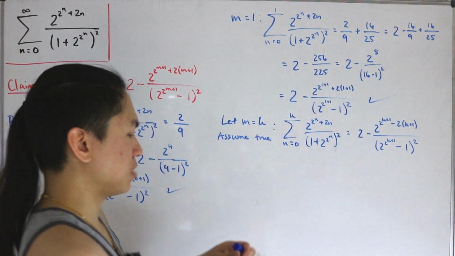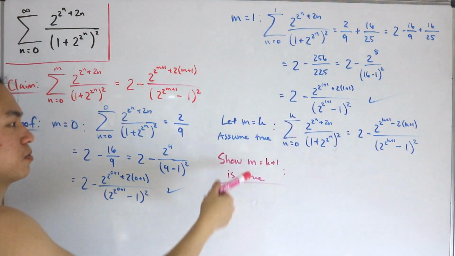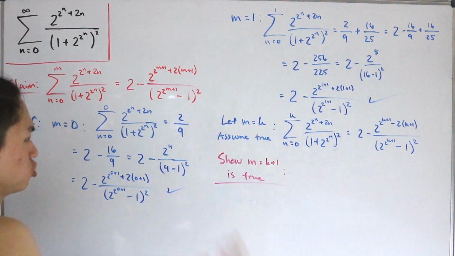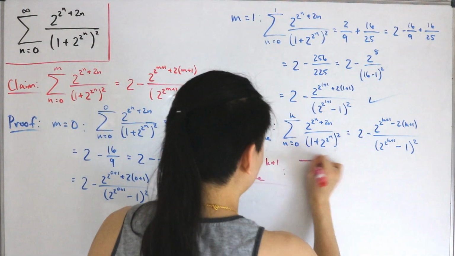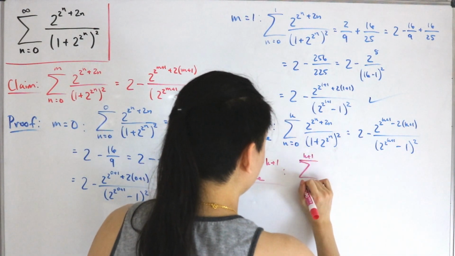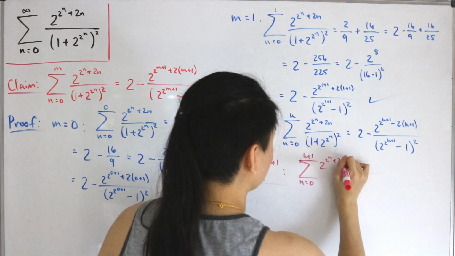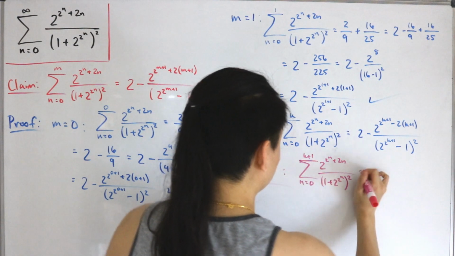Now let me switch to a different marker for this. Next we have to show the next step, the successor, that m is equal to k plus 1 is true as well. So moving forward, if I expand this out, there's going to be the sum from n is equal to 0 to k plus 1 of 2 to the power n plus 2n, over 1 plus 2 to the power 2 to the power n, and then quantity squared.